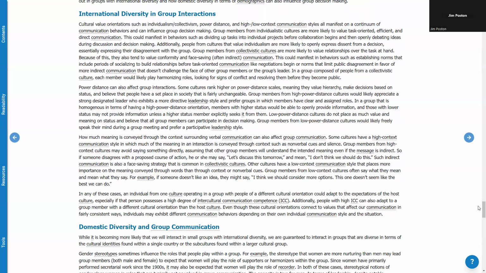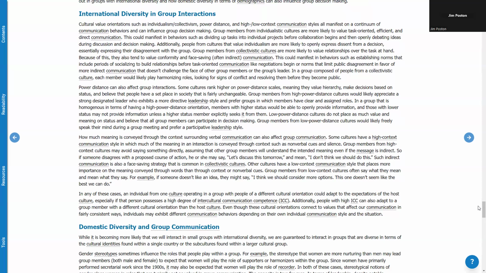Power distance can also affect group interactions. Some cultures rank higher on power distance scales, meaning they value hierarchy, make decisions based on status, and believe that people have a set place in society that is fairly unchangeable. Group members from high power distance cultures would likely appreciate a strong, designated leader who exhibits a more directive leadership style and prefer groups in which members have clear and assigned roles.